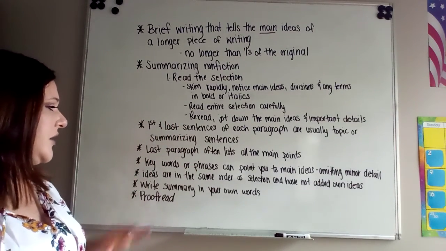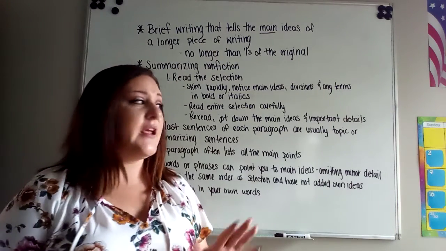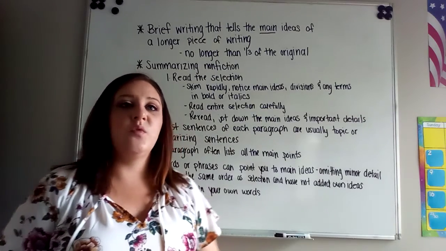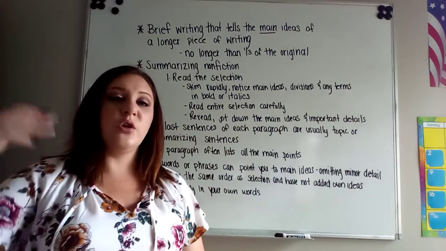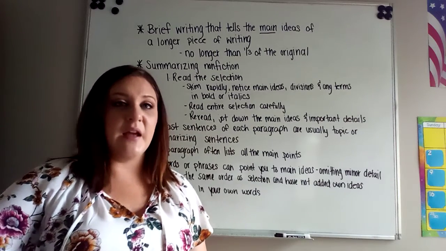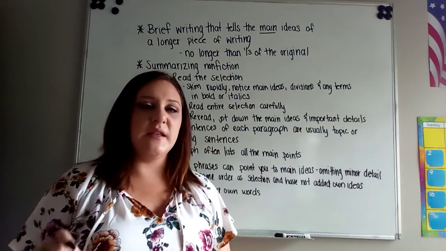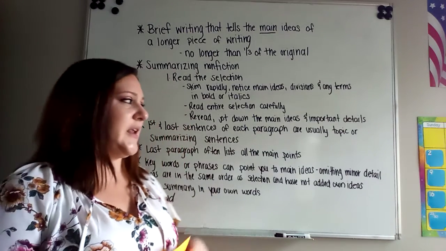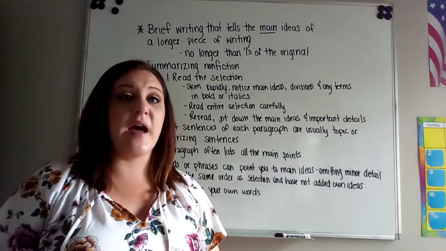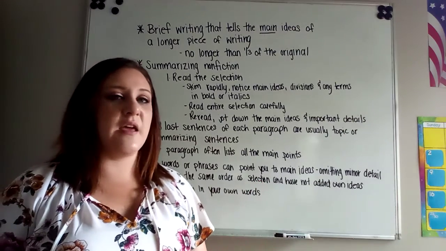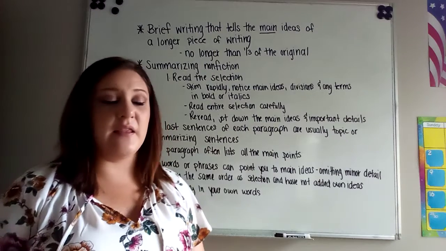Make sure your ideas are in the same order as the selection and that you have not added any of your own ideas. When you're doing a summary, you don't want to start where they started in the third paragraph. You want to start with the main idea and then go through each paragraph, making sure that your ideas are in the same order as the selection. And again, make sure that you haven't added anything, and that everything you're summarizing is already being said in the original selection.